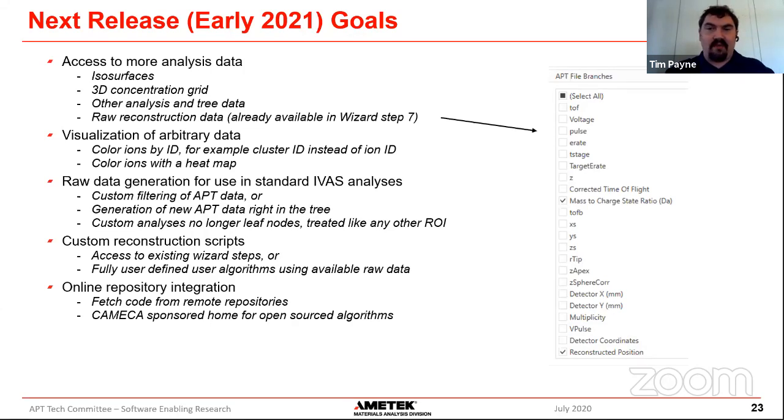And we're also going to have, hopefully, some sort of online integration where if you have a GitHub repository, you can point AP Suite directly at GitHub and automatically download custom analysis code right to your computer without having to do it manually. And we're hoping we can start to have an online repository for people to submit open source modules where people can share different ways of analyzing their atom probe data.